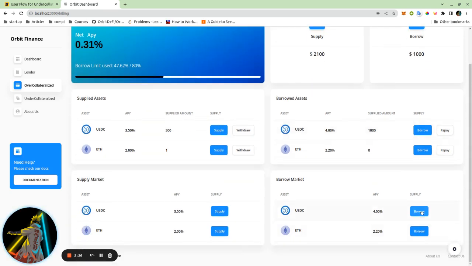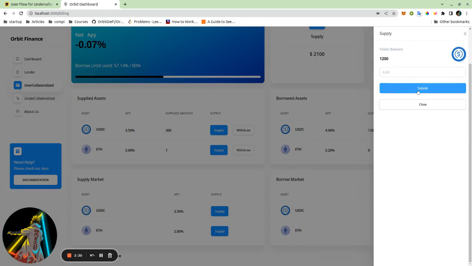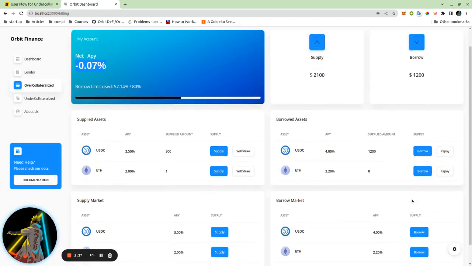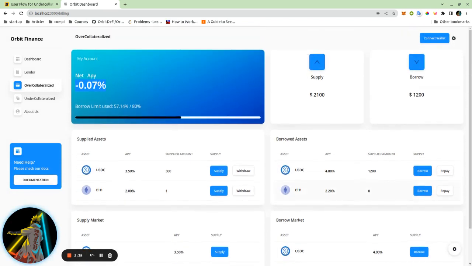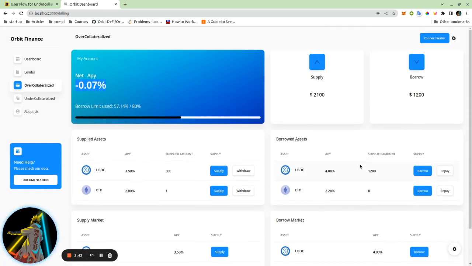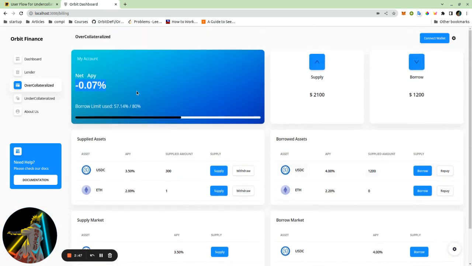So also let's try to borrow some more. So yeah, my net APY decreased and became negative because the borrowed amount's APY overpowered. So this is how the over collateralized market will look. It's also a super simplified UI. So let's start with the under collateralized market.